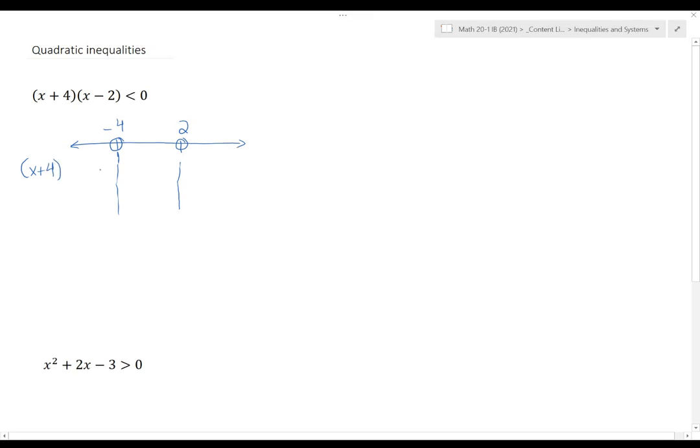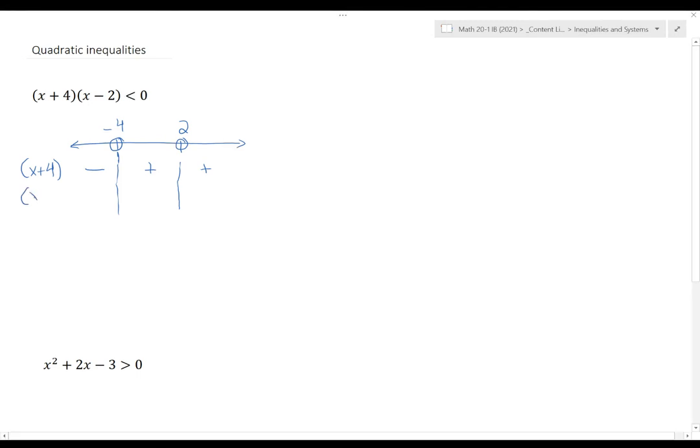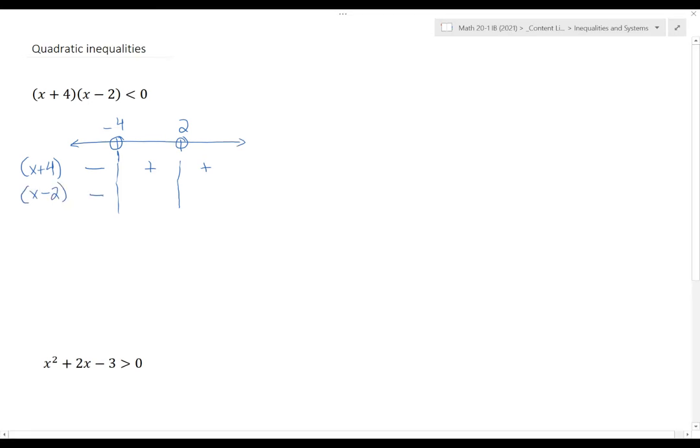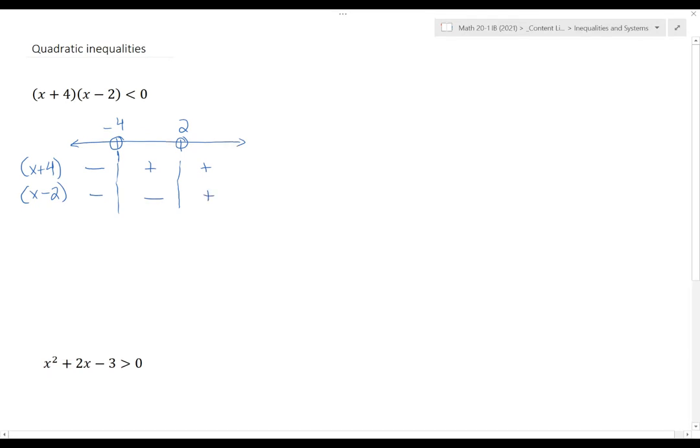But it's less than 0 if x is less than -4, and greater than 0 if x is greater than -4. So any number that's less than -4, -17 for example, -17 + 4 is going to be a negative number. Any number that's greater than -4, so 5 + 4 is going to be a positive number. Likewise, for the factor x - 2, it is going to be negative if x is less than 2, and positive if x is greater than 2.